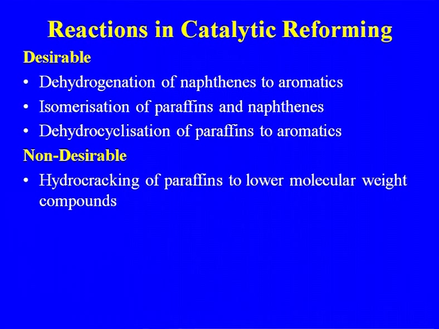Then the isomerization of paraffins and naphthenes. These are again very important, because we need more branched paraffins so that the octane number is increased. Then dehydrocyclization of paraffins to aromatics. Some non-desirable reactions will also be there, and you can only reduce the extent of these. That is the hydrocracking of paraffins to lower molecular weight compounds. Then the formation of coke will also result. So let us discuss the dehydrogenation reaction in detail.